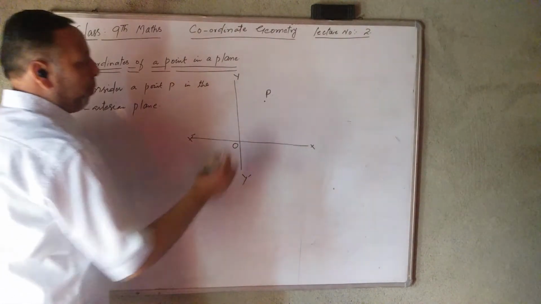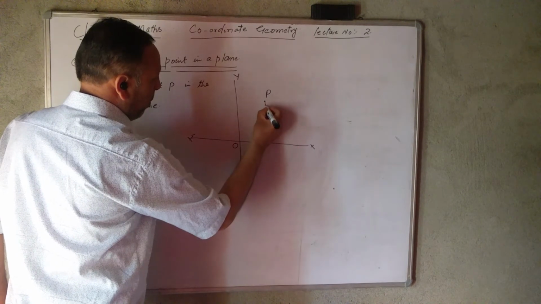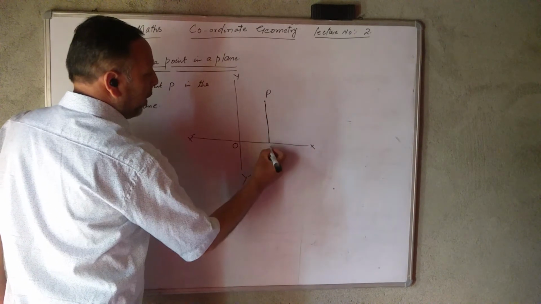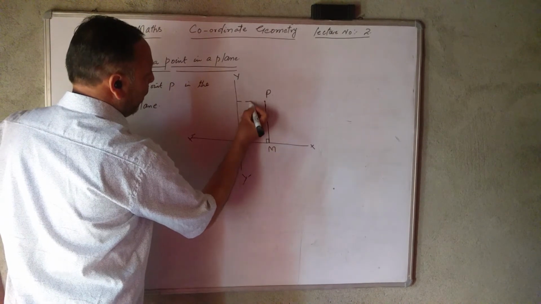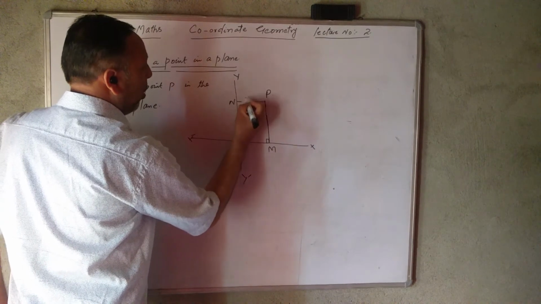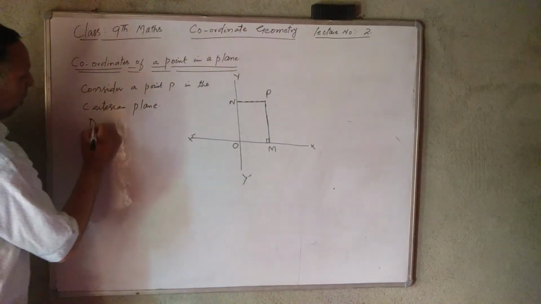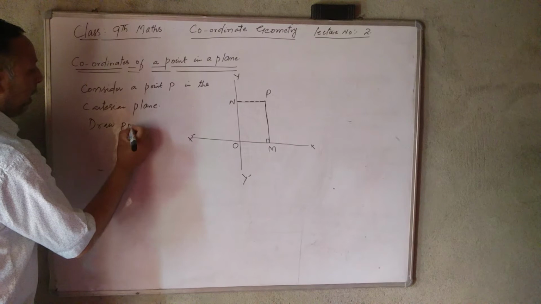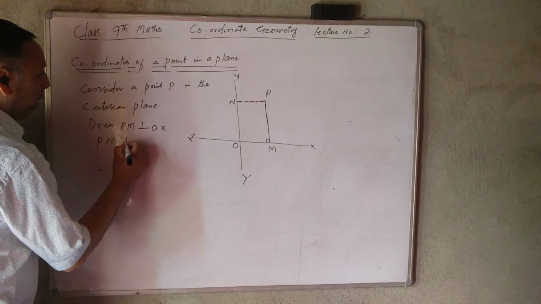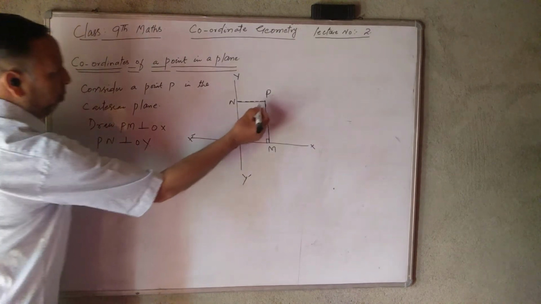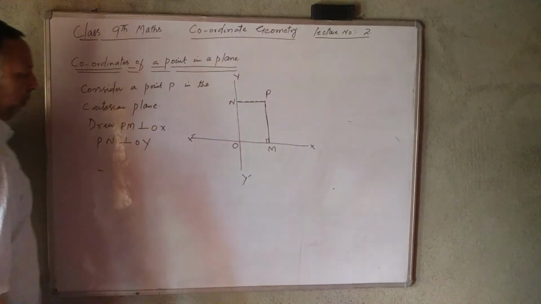You draw two perpendiculars. Draw PM perpendicular on OX and PN perpendicular on OY.